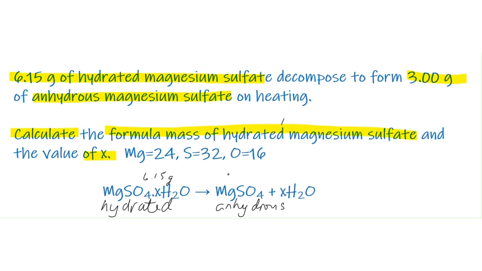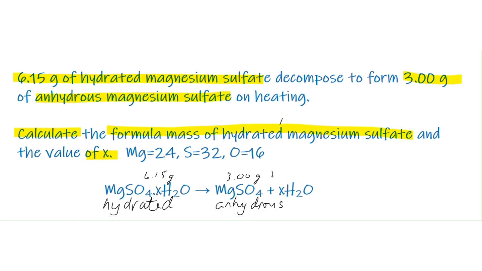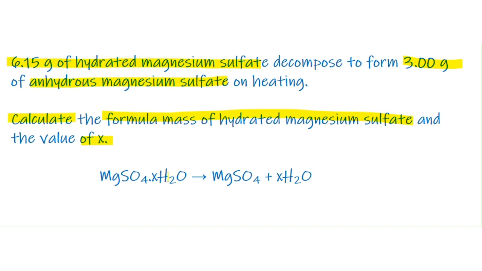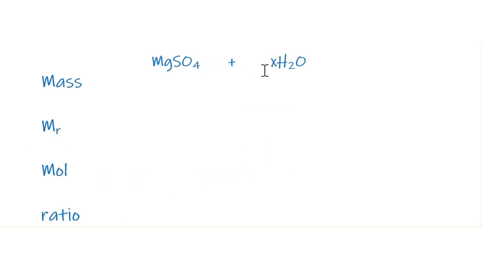From the question, we've got 6.15 grams of the hydrated. On the right-hand side, we're given 3 grams of the anhydrous magnesium sulfate. So what's on the left must add up to what's on the right. So we need another 3.15 to make that up to 6.15. So the mass of the XH2O is 3.15 grams, and we'll come to this later.